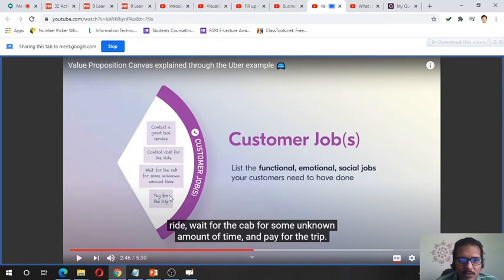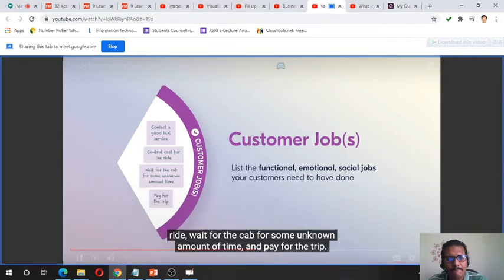Okay, these are the customer jobs normally to be done. So they're telling you have to think of all the functional, emotional as well as the social jobs of the customer. Fine, some unknown amount of time and pay for the trip.